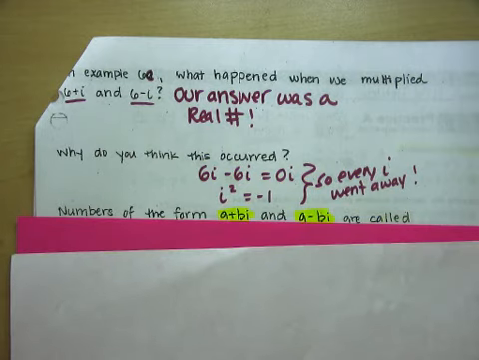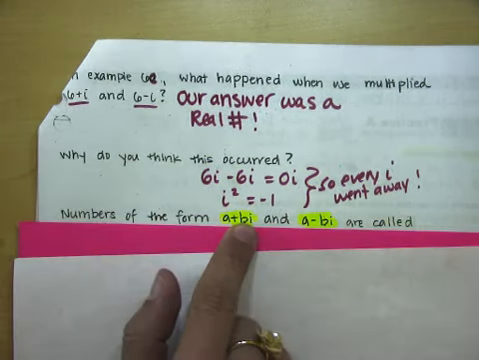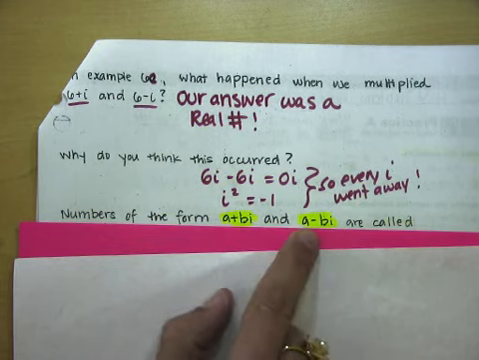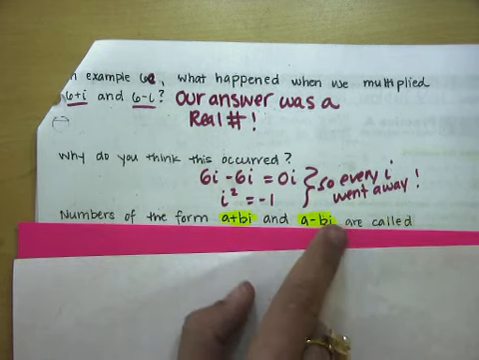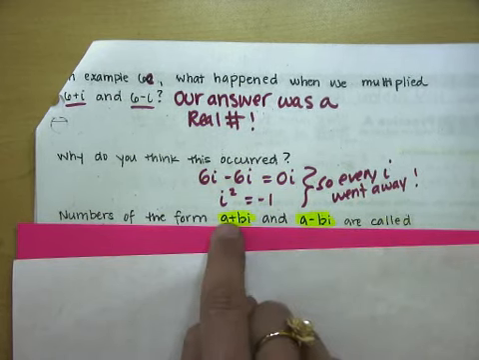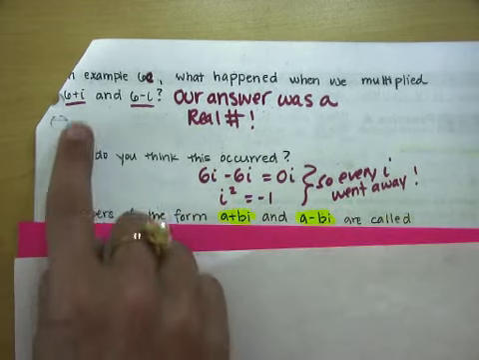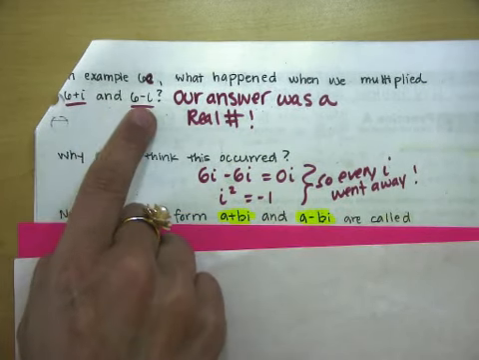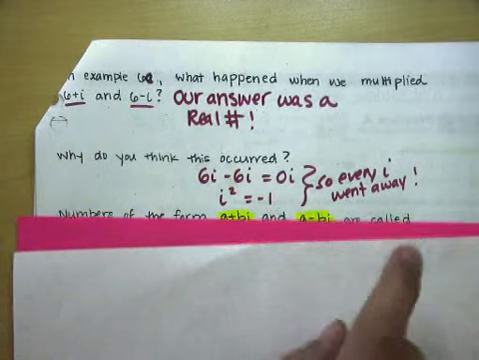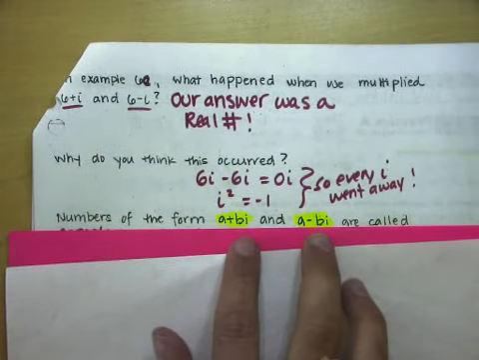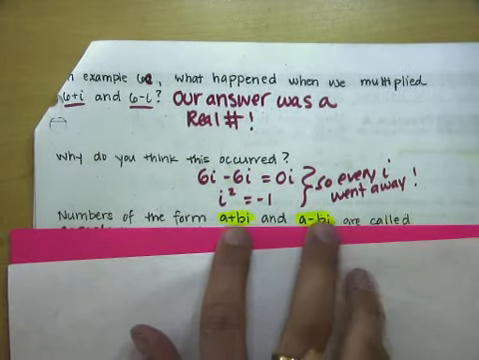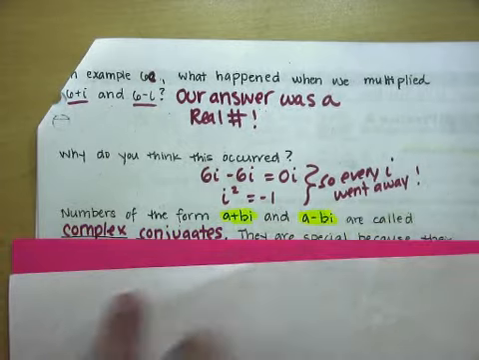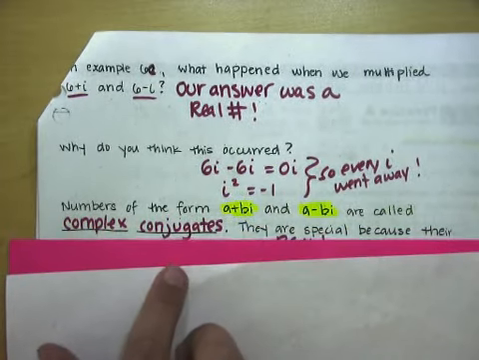So here's a definition. It says numbers of the form a plus bi and a minus bi. Basically two imaginary numbers that look almost identical, but one's plus, one's minus. Like up here we had 6 plus i and 6 minus i. There's a special name for numbers like this. Numbers like that, when they're together, are called complex conjugates. Kind of a weird word.